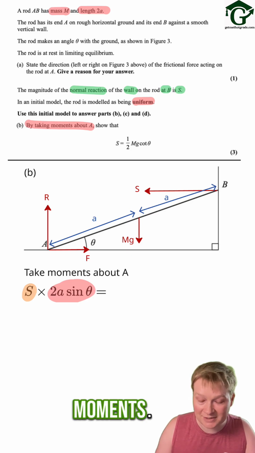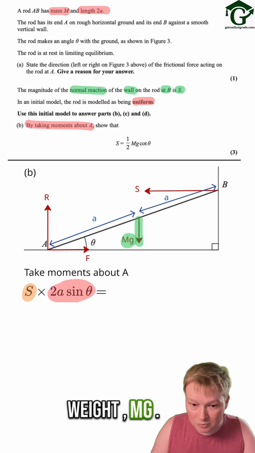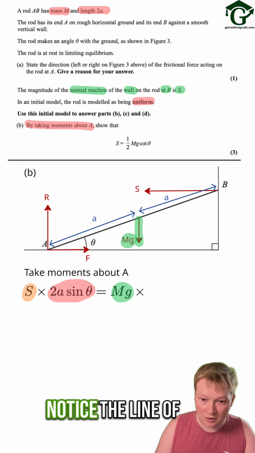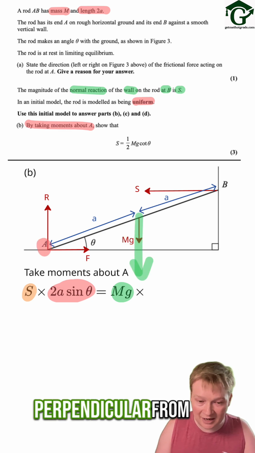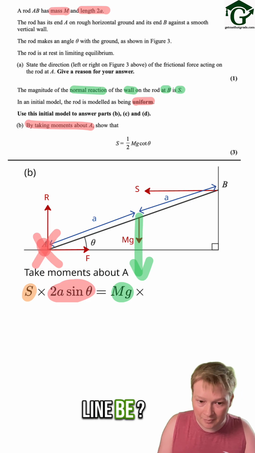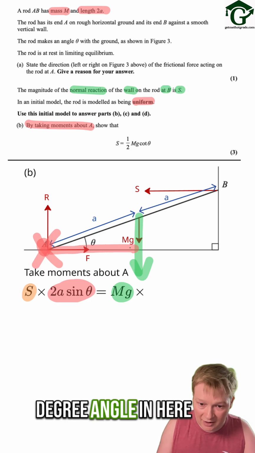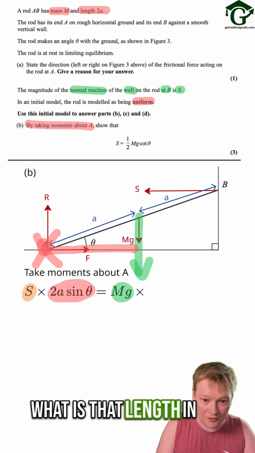clockwise moments. There's only one of those due to this weight, mg. So we've got the force. Notice the line of action of this force goes this way. Our pivot is here. Where would the perpendicular from that point A to that line be? Well, it would be here. We'd have a 90-degree angle in here between the two. What is that length in pink?